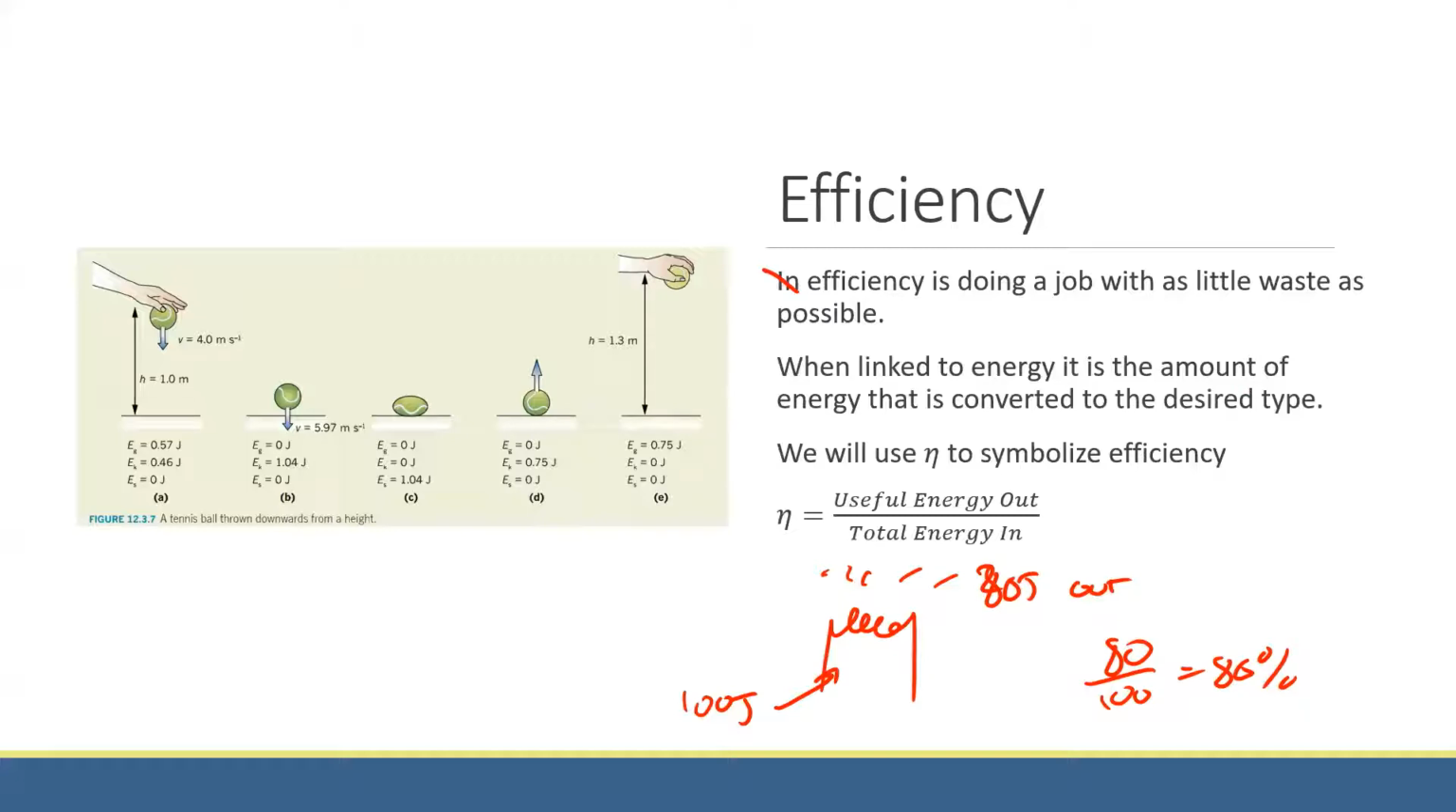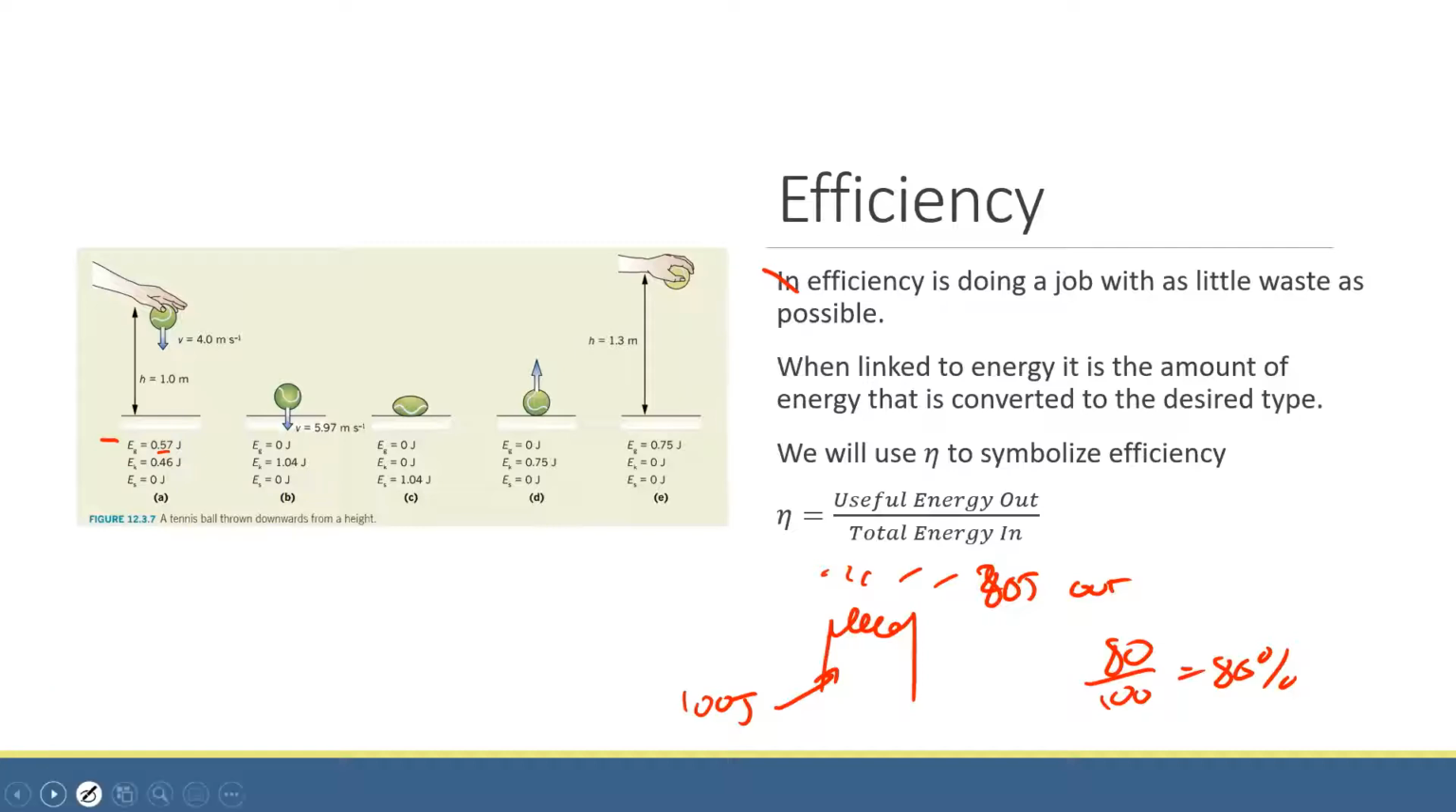I found this picture, and I really like this picture. It's got a person throwing a ball down towards the ground. Now when she throws this ball, it's got a gravitational potential energy because it's got a height. You can calculate the gravitational potential energy as 0.57 joules. That's the mass times gravity times height, and so we've got that amount of energy in gravitational energy.